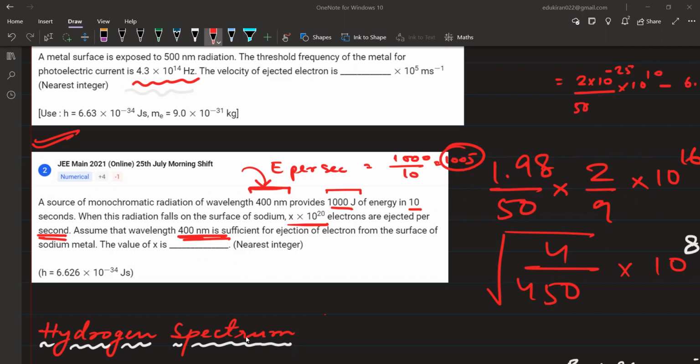See, you have to calculate the energy required for the ejection of electron. Okay? And whatever energy you are getting, you will divide that energy by 100. 100 upon that energy will give you the number of electrons.